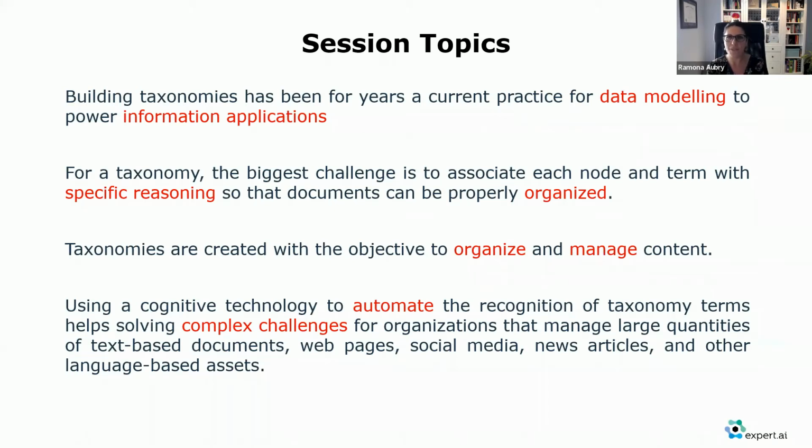Finally, I will walk you through some real-life examples of how taxonomies, when mapped with a cognitive technology or semantic technology, can help solve some of the most complex challenges that organizations face when they deal with unstructured documents. Unstructured content can range from text-based documents to web pages, social media, news articles, and other language-based assets.